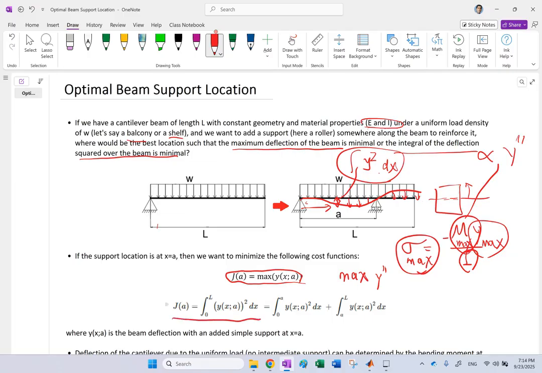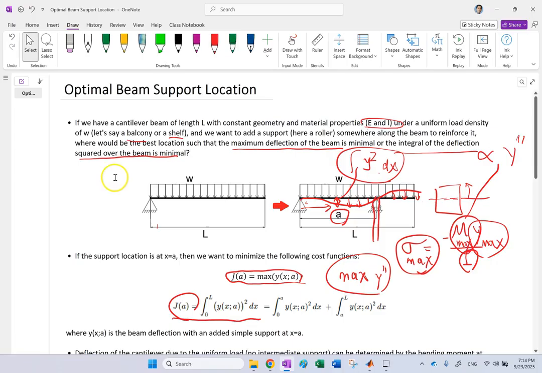That's where I integrate the y squared from 0 to L. Okay? So these are the two cost functions that I said, or we can come up with a third cost function, or any other cost function. And the goal is, the a here, the location of the support, is my variable, and my cost function is any of these, and I want to find the best location to put my support right there.